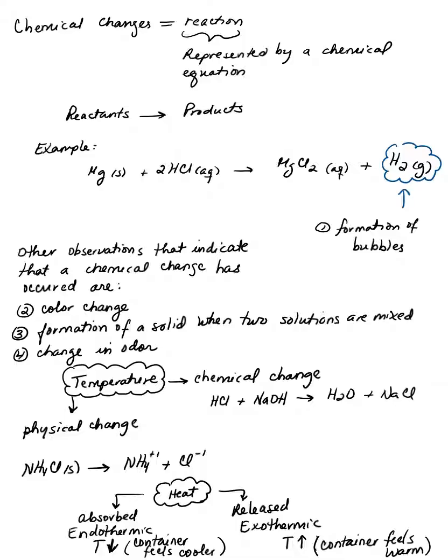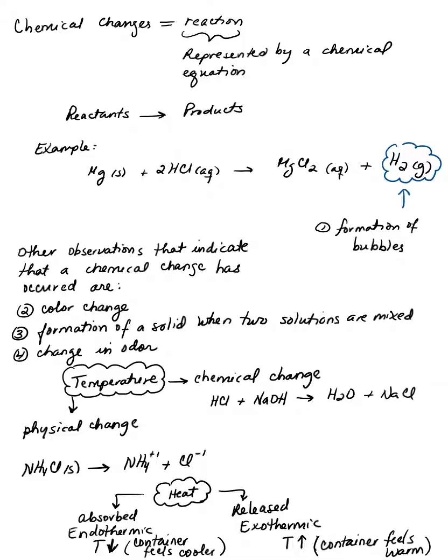Other types of observations that you can use to determine if there's a chemical change happening is a color change. And that color change is not just based on a dilution. If you have a solution of a specific color and you add more water, the color will look lighter, but that's not a chemical change. That's just a physical change because of the addition of more water to your solution.